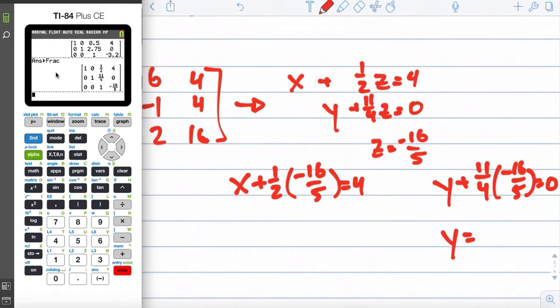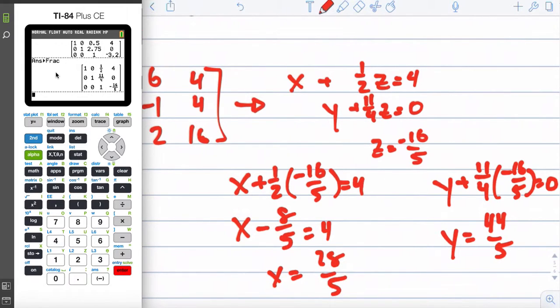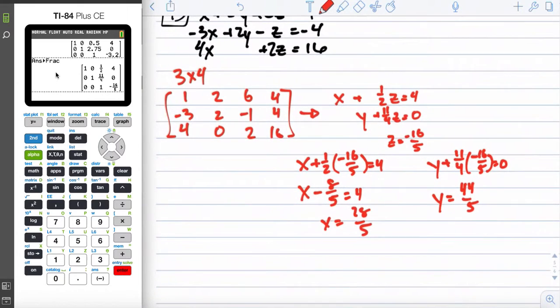So the y gives me negative 44/5, so y is 44/5. x gives me minus 8/5 and equals 4, so x is equal to 28/5. So my solutions for this particular problem are 28/5, 44/5, negative 16/5.